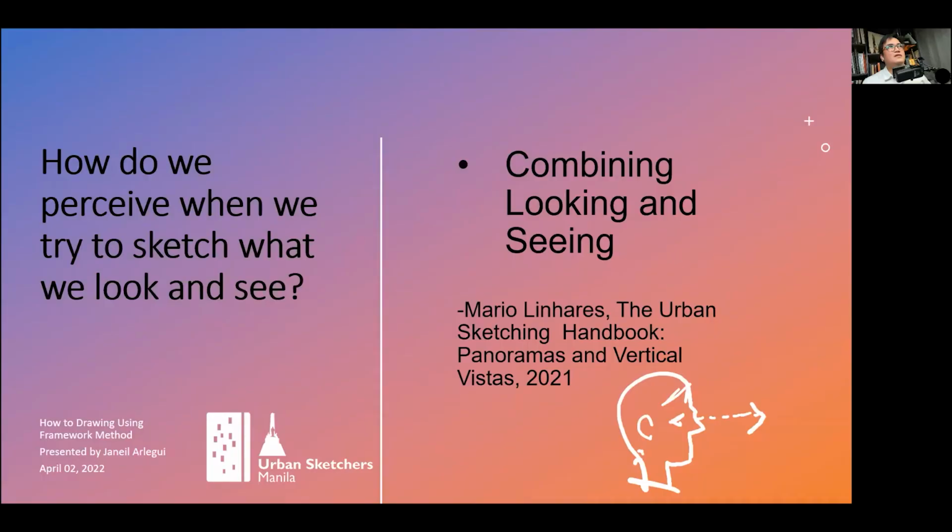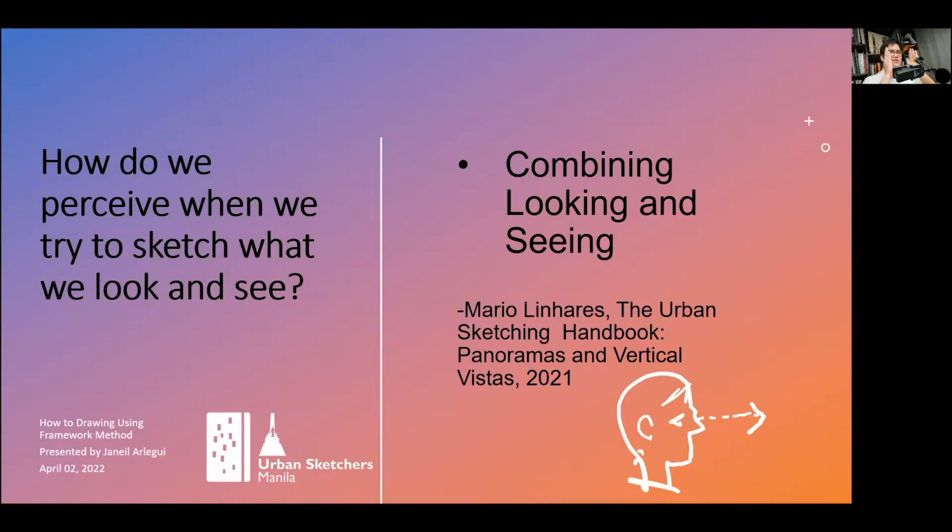Examples, plural. So how do we perceive when we try to sketch what we look at and see? When we sketch, we are combining looking. Looking means we're looking around, turning our heads, looking up, down, observing.